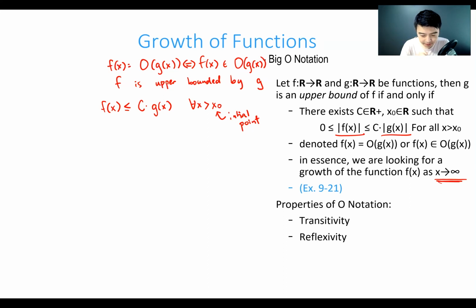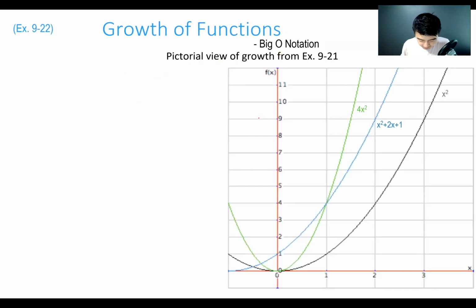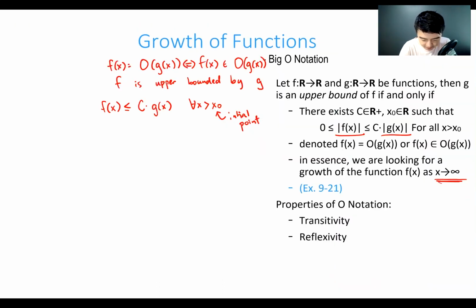Okay, so let me give you an example. The next slide actually gives us an example. Let's say f of x is x squared plus 2x plus 1, and let's say g of x is x squared. Here we can make a claim that x squared plus 2x plus 1 is upper bounded by x squared.